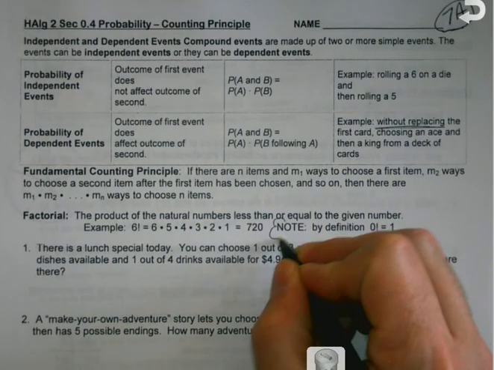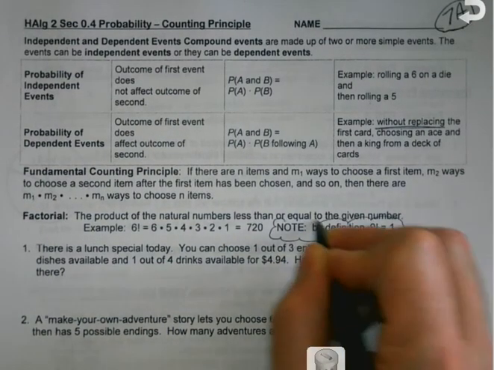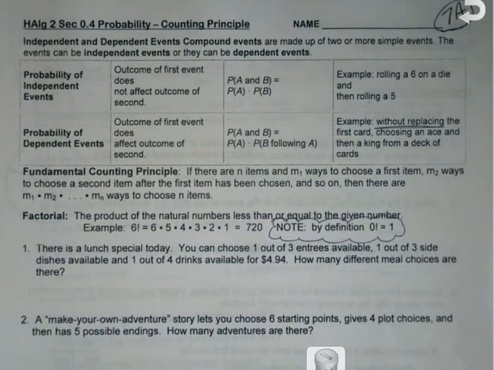The one thing I'll make special note of, when we're dealing with factorials, which we were a little bit yesterday with permutations and combinations: if you get a 0 factorial, which can happen, that value is going to be 1 by definition. So it'd just be like dividing by 1.